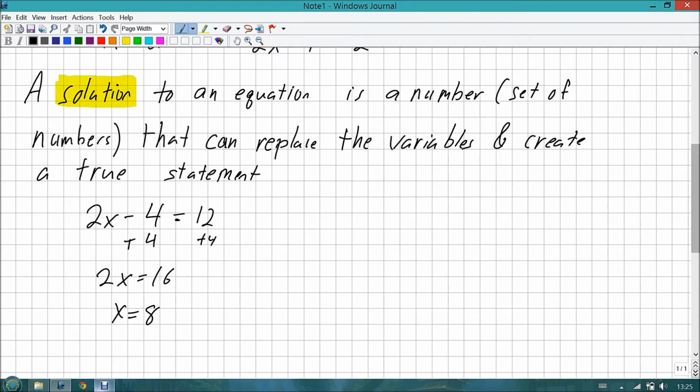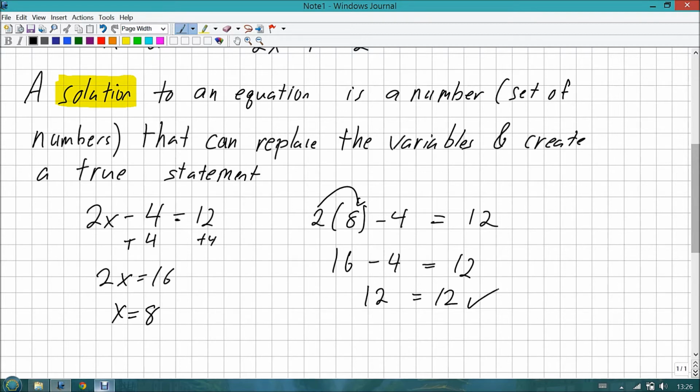To double check it, we need to, of course, plug it in and see if it works. So let's do that. We'd have 2 times 8 minus 4 being set equal to 12. 2 times 8 is 16. So now we have 16 minus 4 is equal to 12. And then 16 minus 4 is 12, so we have 12 is equal to 12, which is a true statement. Therefore, 8 is a solution to this particular equation.